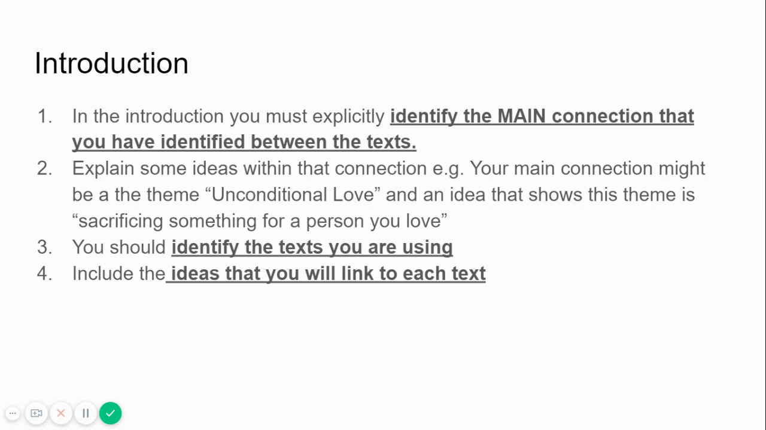That's not an absolute necessity when you're writing an introduction for connections, but it is helpful to anchor your ideas and also to keep your essay quite structured and allow your reader to know what they need to expect when they're reading through.